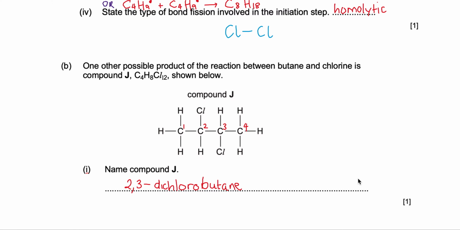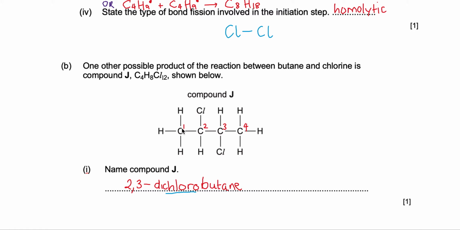Right, one other possible product of this reaction between butane and chlorine is compound J. It then says to name compound J. Now I know we haven't done haloalkanes, but you do now know the steps of naming things. The only thing that you might not have known is that chlorine becomes chloro.